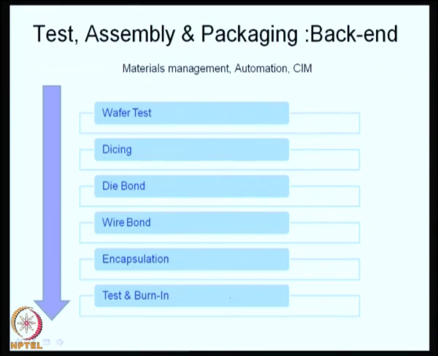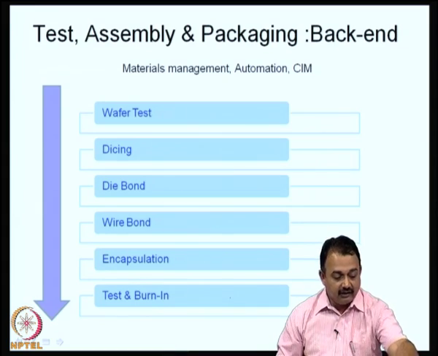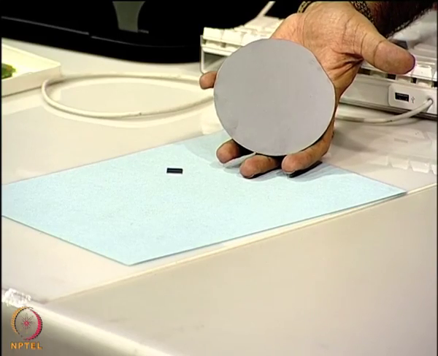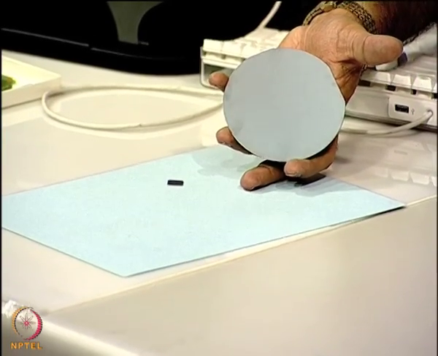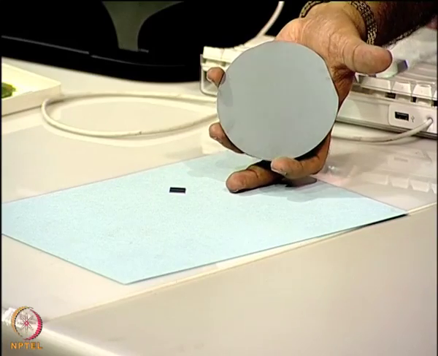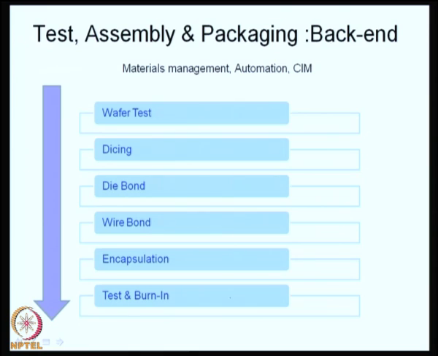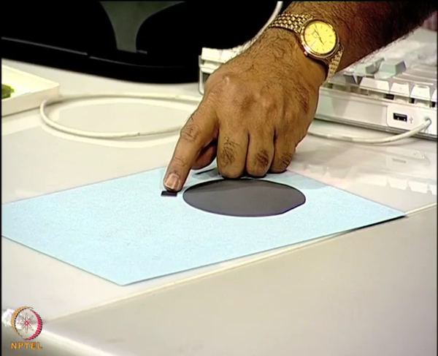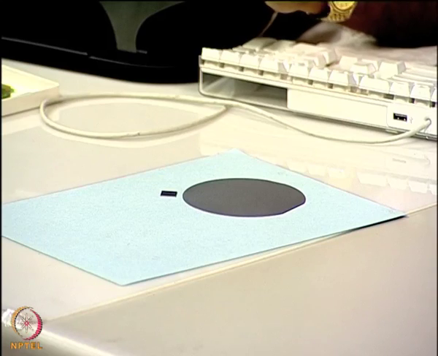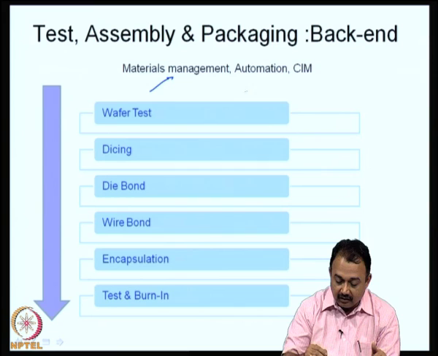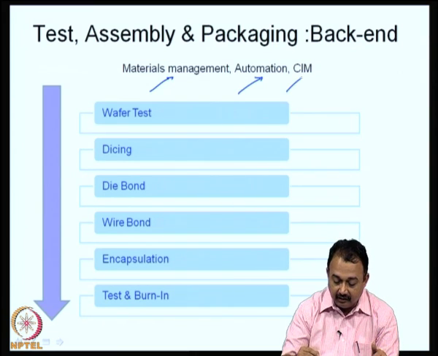Now, we will go to the back end process, which is titled test, assembly and packaging. So, now once the wafer is ready with all the definitions of line widths and the number of cells or number of dies generated on it, basically you cannot do any wastage on this material. So, product planning is very important. Now, we have to see a process how we can singulate it into these kind of individual dies and then package it. So, here again materials management is very important, automation is a key factor, computer integrated manufacturing is the key word.